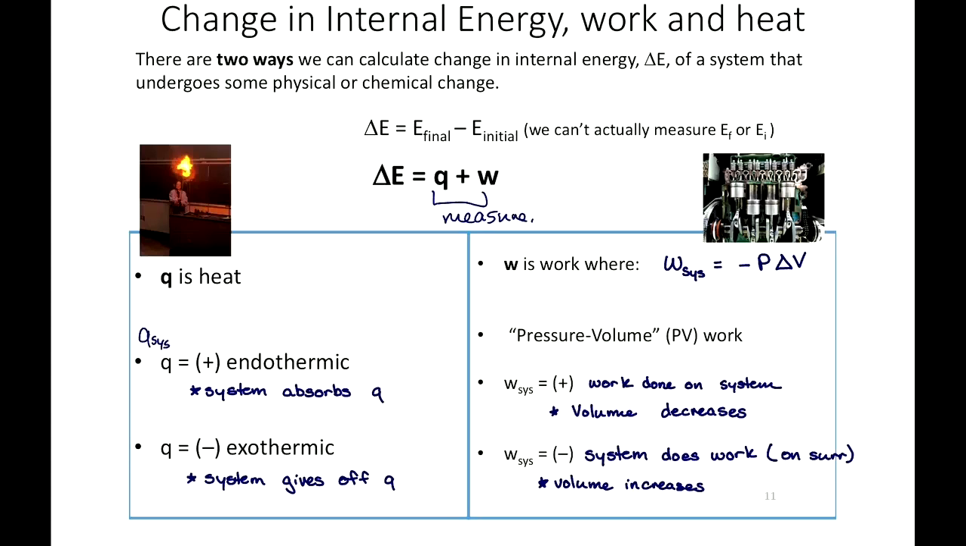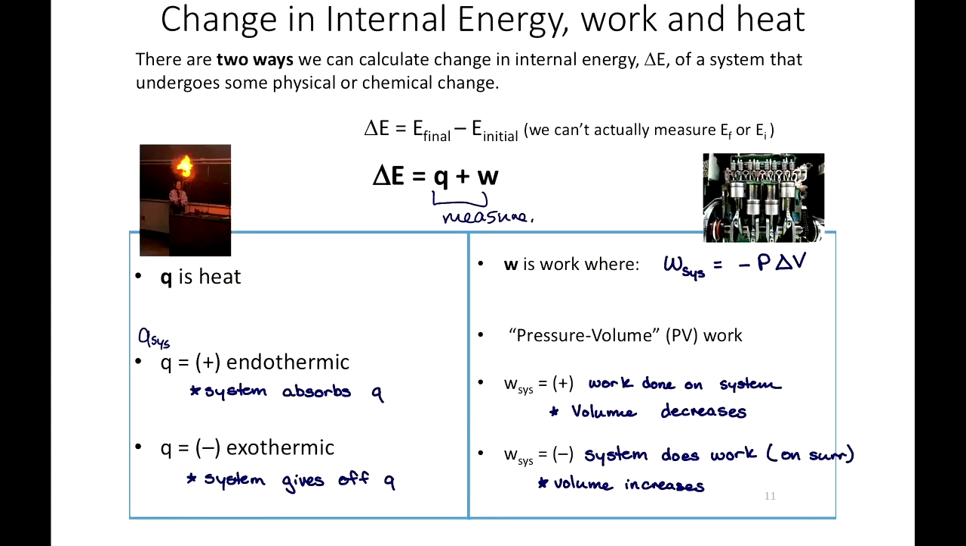Okay, so that's Q, heat, exothermic versus endothermic. I always like to remember exothermic means a big explosion, lots of heat given off, and that's a negative value. That's how I memorize it.